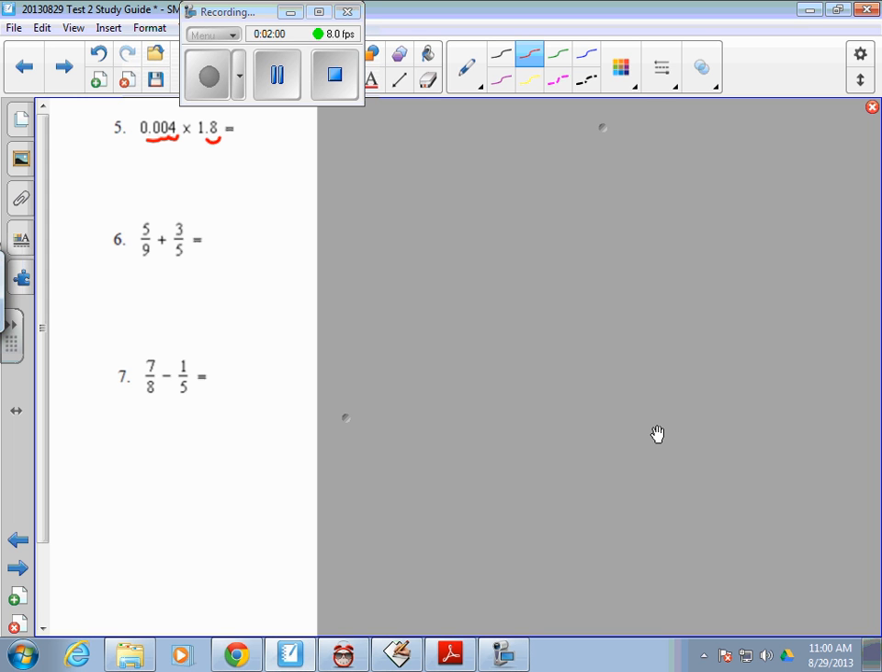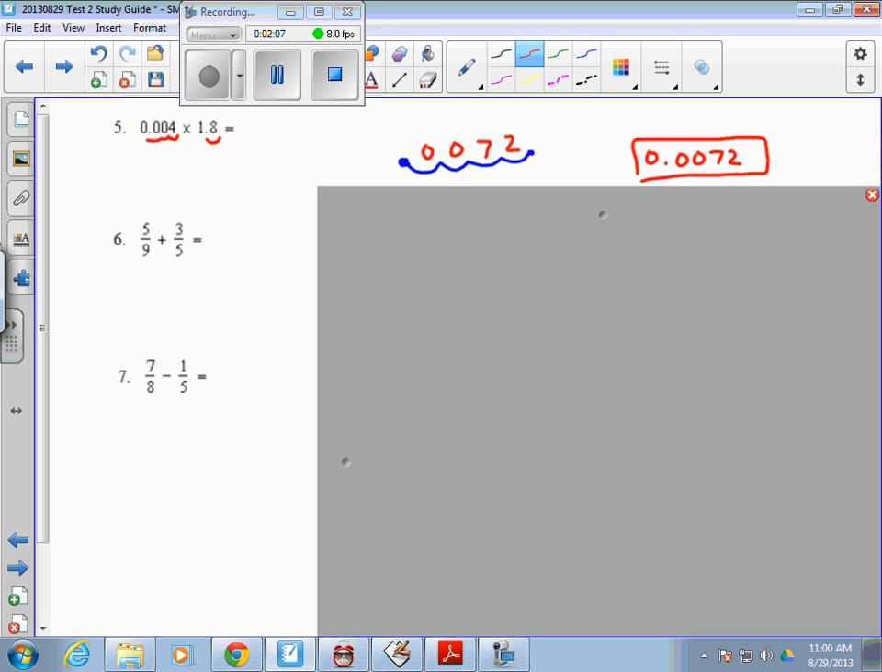0.0004 times 1.8. Multiply 4 times 18. 4 times 18 is going to give you the number 72. And then you have to move the decimal over. That's what I have here. 1 time for this one, and then 1, 2, 3 times for that one. So from the decimal 72, you have to move it over 4 times. So it becomes 0.0072. An easy problem without a calculator.